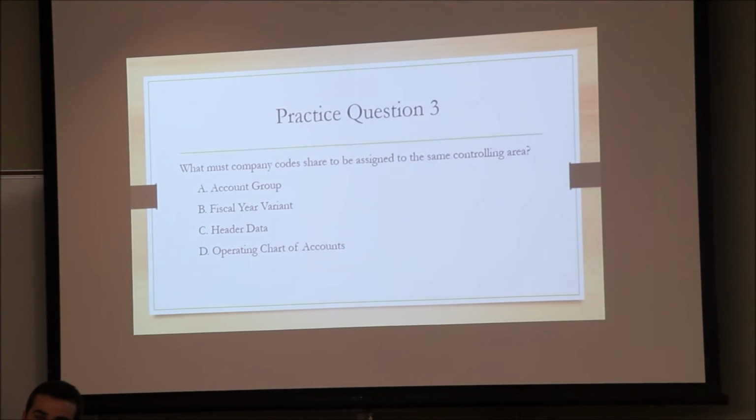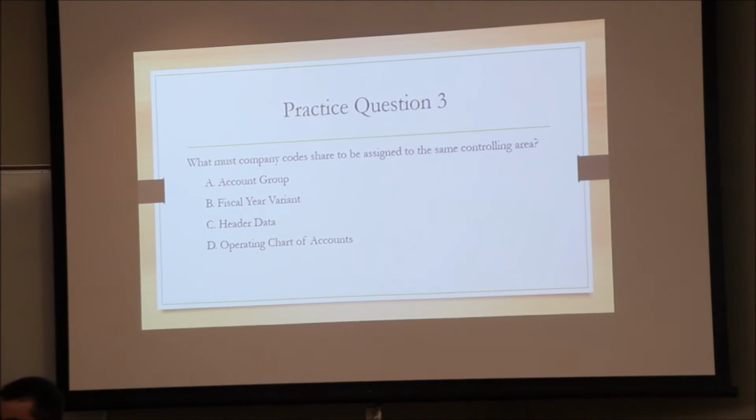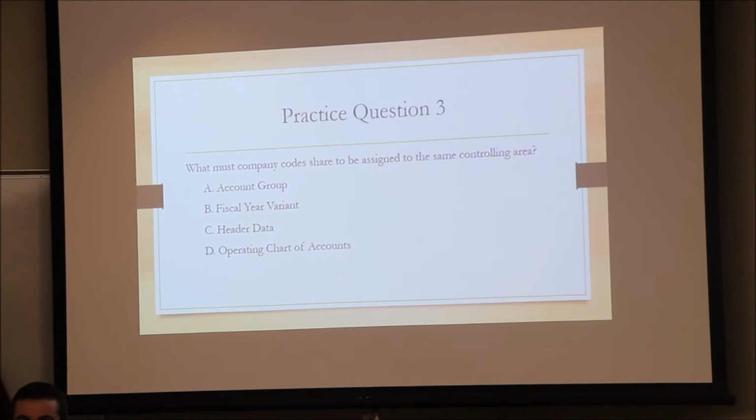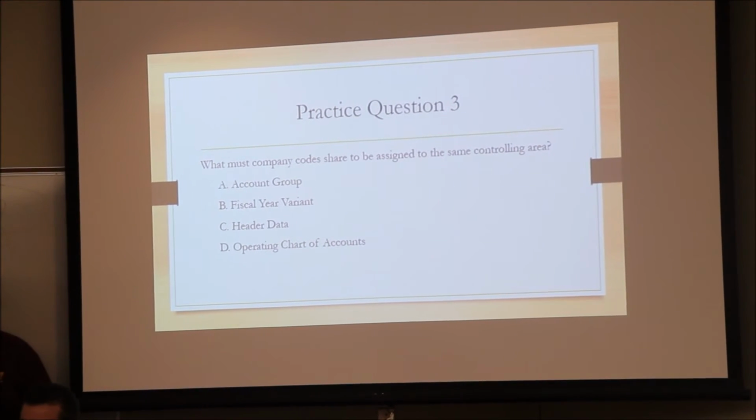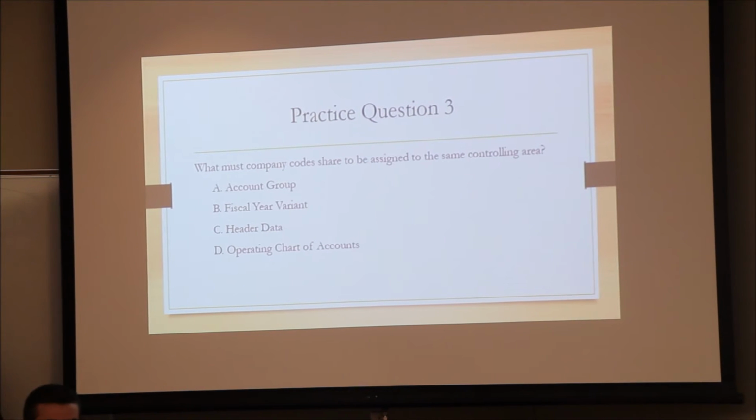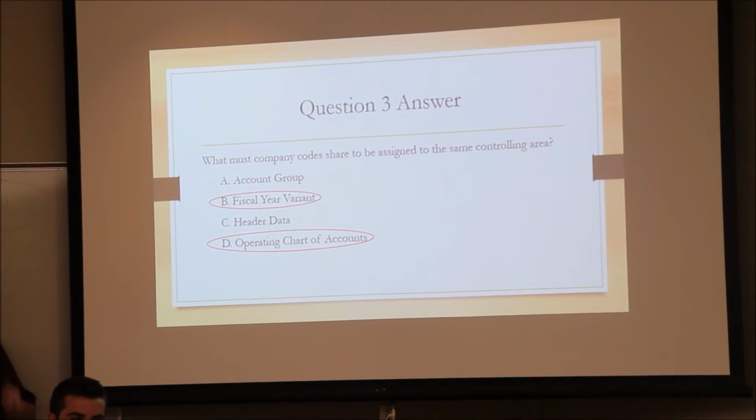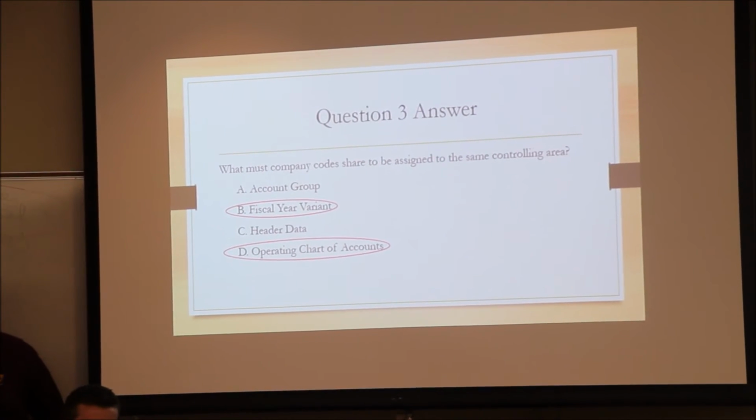I'll give you a hint. We said it maybe two or three times. Does anybody want to take a stab at it? It's B and D. Yes, it is B and D: the fiscal year variant and the operating chart of accounts.